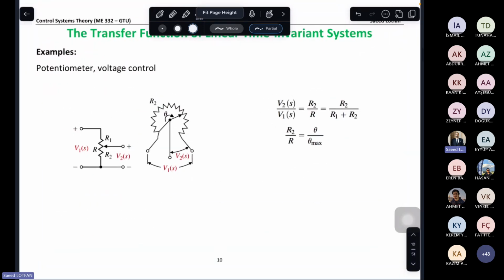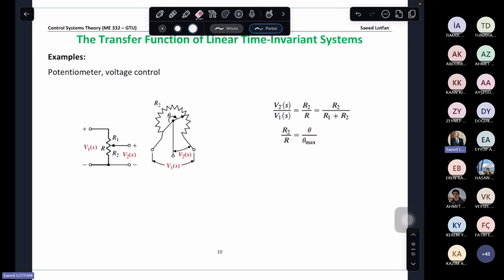Regarding the potentiometer, in the first lecture, we discussed their importance as input transducers. So generally here, the whole R is like R1 plus R2, and V2 over V1 is equal to R2, that is the impedance in the output, to the impedance in the input R. So we have this relationship.